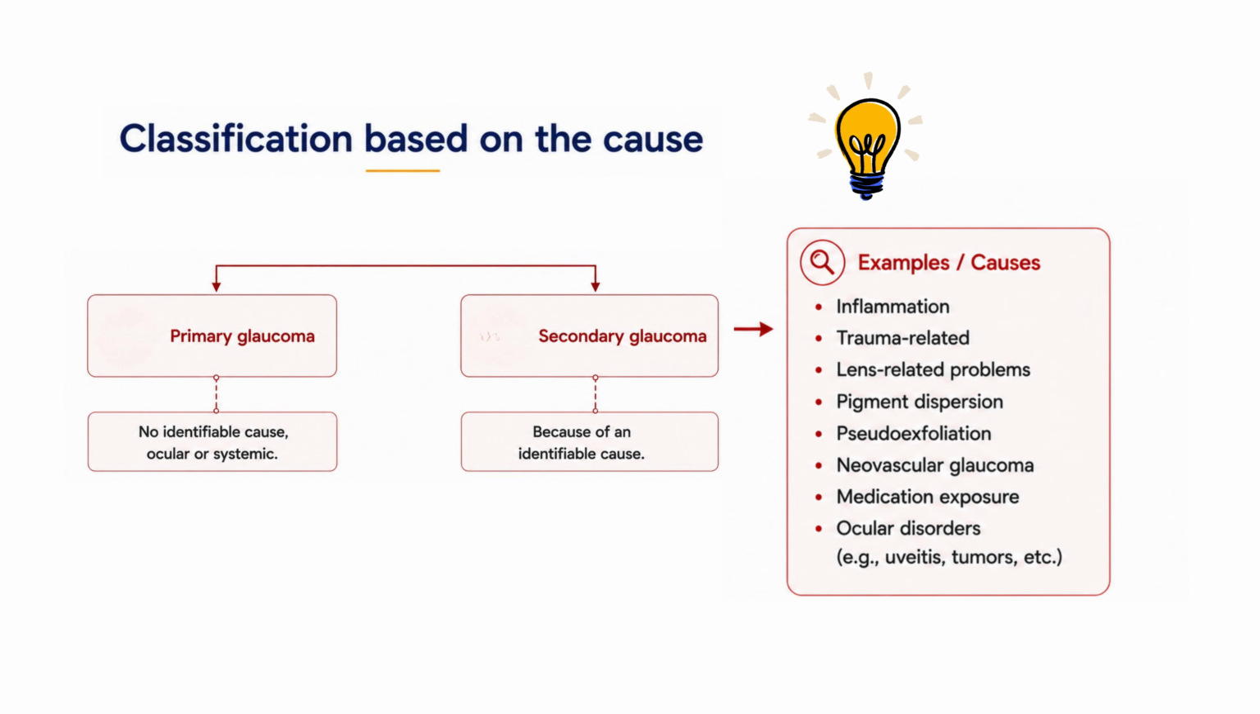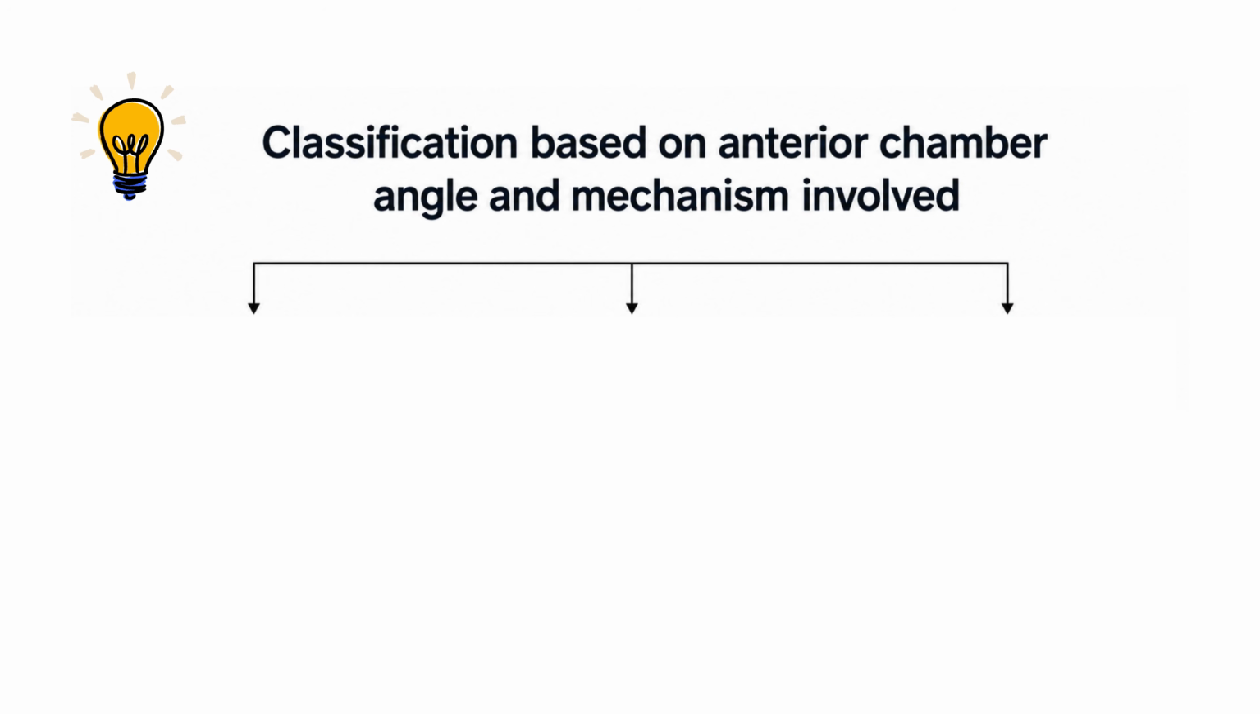For example, secondary glaucoma may occur in association with inflammation, trauma, lens-related problems, pigmentary dispersion, pseudoexfoliation, neovascularization, medication exposure, or other disorders. All these are secondary glaucomas. At this stage, you do not need to memorize each subtype. The important idea is that primary glaucoma has no identifiable associated cause and secondary glaucoma has an identifiable cause or associated process. The second classification is based on the anterior chamber angle and the mechanism involved.